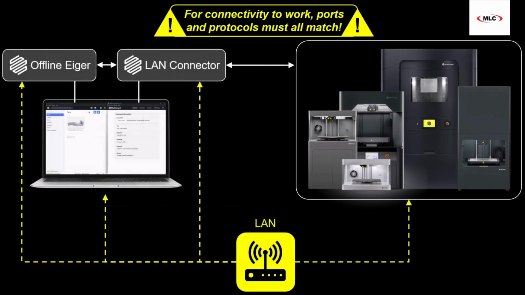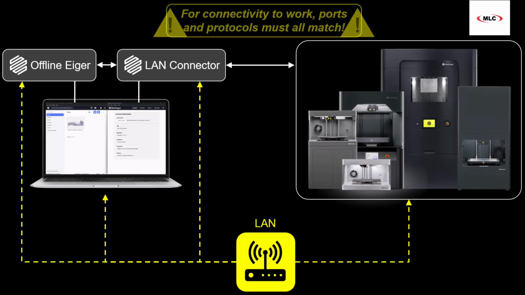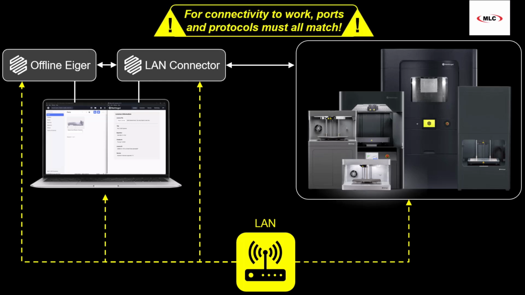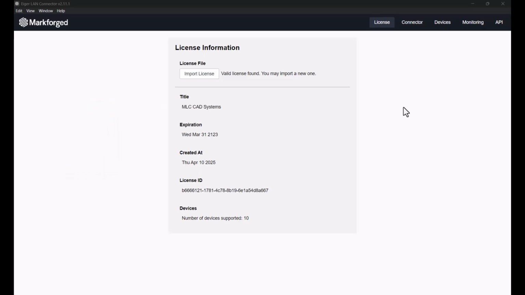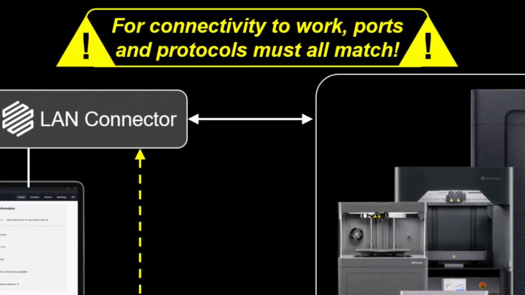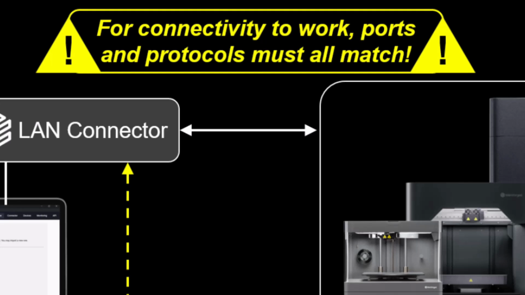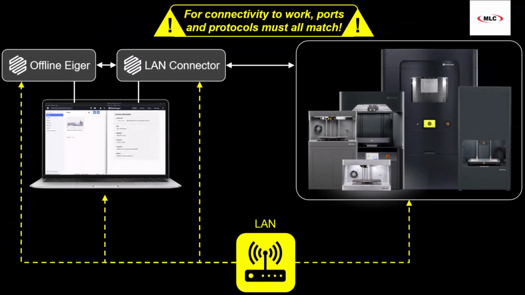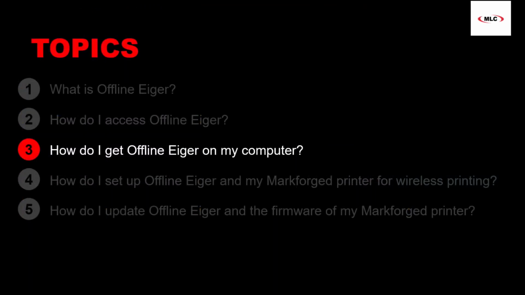This might go without saying, but all computers and printers connected via LAN connector can only communicate with each other if everything is on the same port and protocol. This is usually TCP port 3030, but it can be changed. You will soon notice the pattern that everything must match for connectivity to work. So that's the background. Now let's take a look at how to set up Offline Eiger.